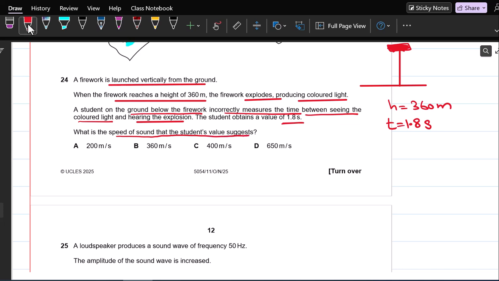Okay, values are given, so you know speed is equal to distance over time. 360 is the height, distance, so divided by 1.8, you will be getting the result in meter per second. So if I divide these two values, I get 200. A is the right option.